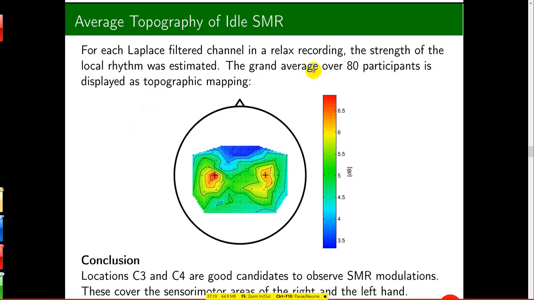Okay, the grand average over 80 participants is displayed as topographic mapping. 80 subjects participated in this experiment. If you average across entire subjects, we can localize the best channels. And in this case it was two channels, C3 and C4. So these C3 and C4 are good candidates to observe SMR modulations and discover clear right sensorimotor areas.